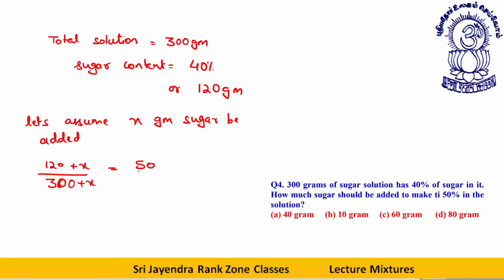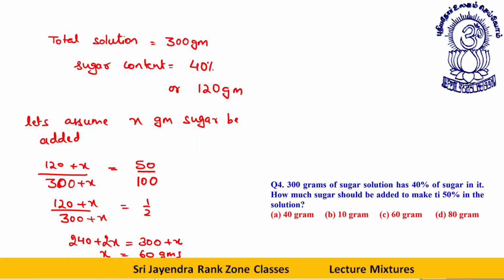Now this is 50%. That way I can say 120 plus x divided by 300 plus x will be 1 by 2. Okay, dear students. So what will happen is 240 plus 2x is equal to 300 plus x. From here 2x minus x is equal to x. This is 60 grams. So easily done, my dear students. Okay, let's move to the next one.